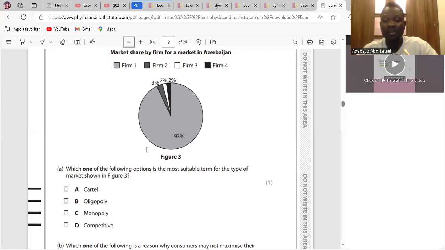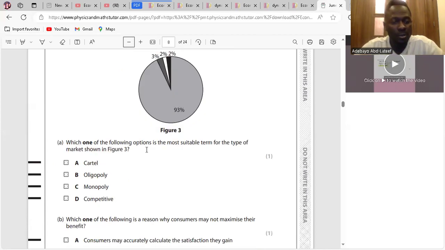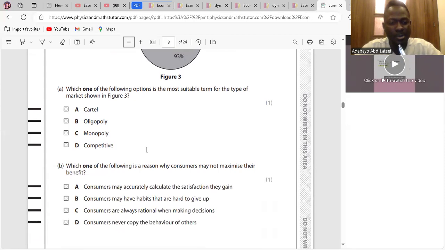Monopoly is a market structure where there's a dominant firm, or only one firm supplying goods or services within that economy. So it's a monopoly because it has 93%. The rest are going with 7%. Firm 1 is dominating. It's clear. So that's why it's monopoly. Any question about that? So we'll move on. That's C.